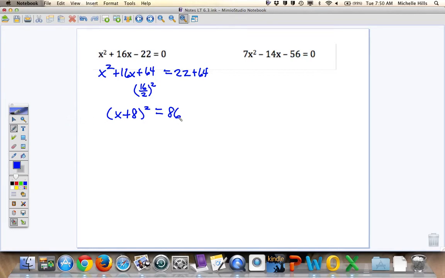Now, when I square root, 86 is not a perfect square, so I square root this side and I get x plus 8.